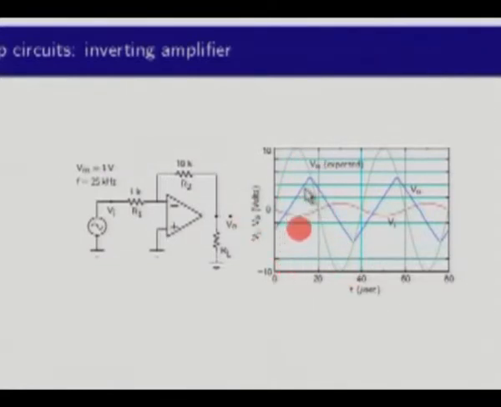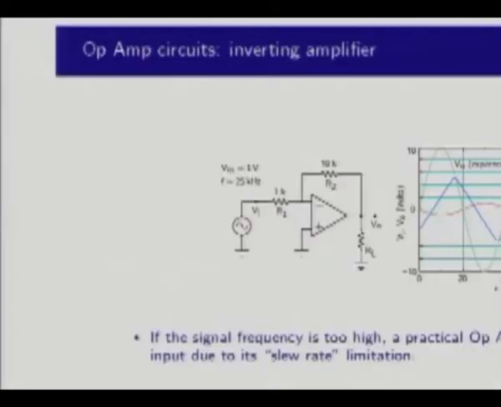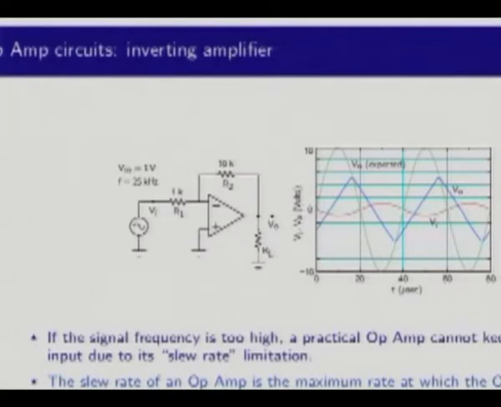What actually happens is this triangle waveform comes at the output, and as you know, this is because of the slew rate limitation of the op amp. The slew rate limitation is basically that the output can only change, increase or decrease, at a maximum rate. For the 741, it is 0.5 volts per microsecond.